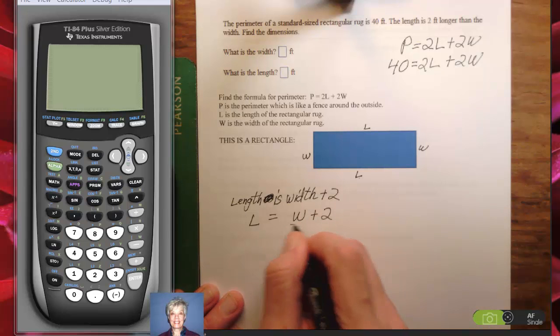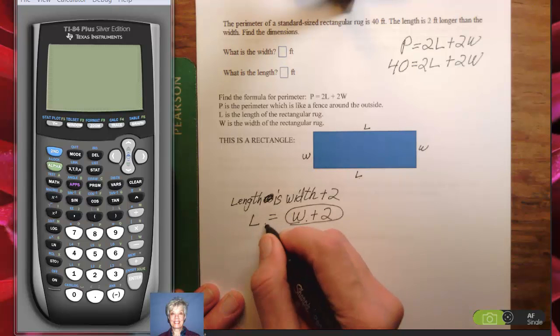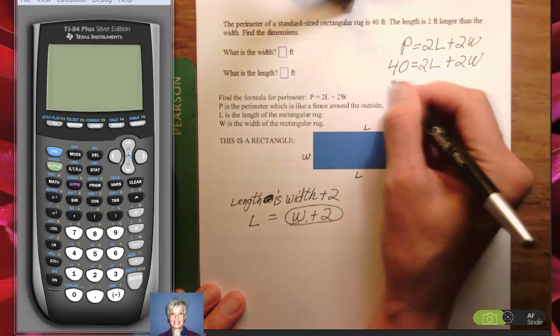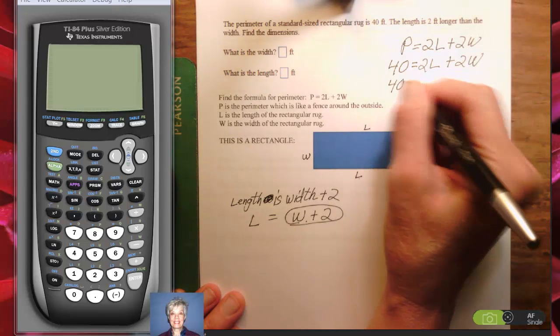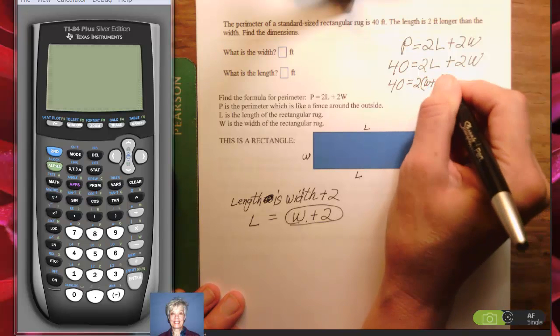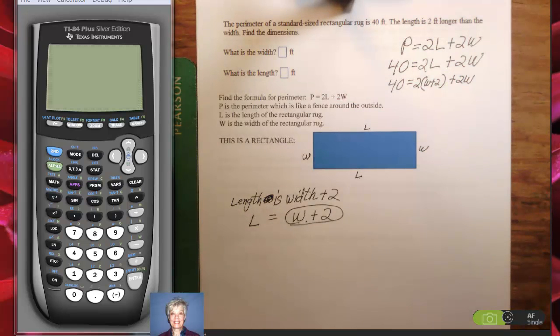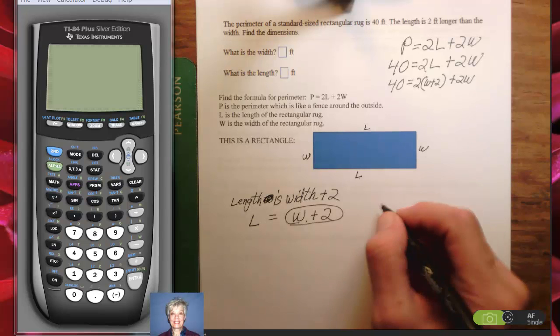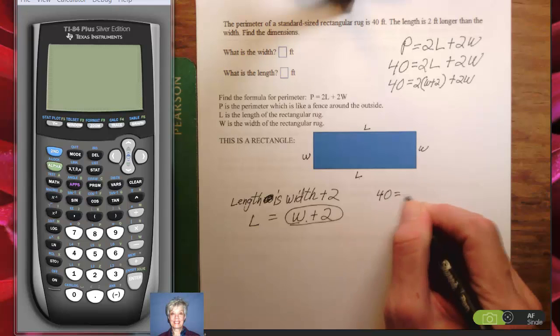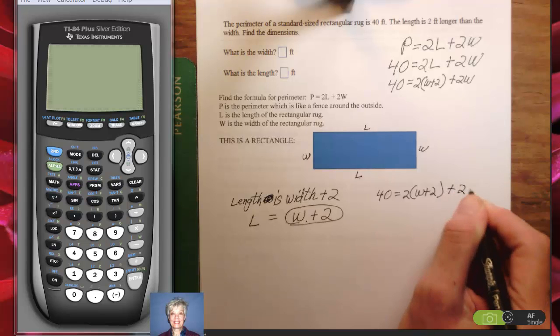All I have to do is substitute W plus 2 for L, because W plus 2 equals L. So I'm going to rewrite this formula. 40 equals 2 times W plus 2 plus 2W. And now I'm ready. Now I have 1 letter I need to find. I can solve this. I can do this problem. All right. So I'm going to have 40 equals 2 times W plus 2 plus 2W.